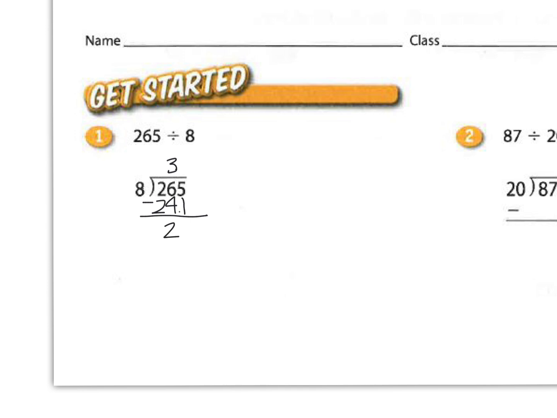Then what happens is that you bring down that 5. And then we say, does 8 go into 25? Well, yes, it does. Again, 3 times. So we do 3 times 8, we know is 24, minus, then we have 1 left over. So our remainder is 1. So 265 divided by 8 equals 33, remainder 1.